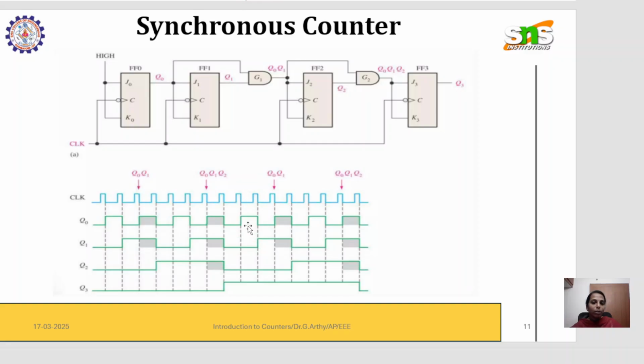This is the synchronous counter timing diagram. Here is the clock, and here the initiation takes place. Again, this is a negative edge triggered clock. So on the negative edge, the action is initiated, on every negative edge. It does not wait for the output of the previous state.